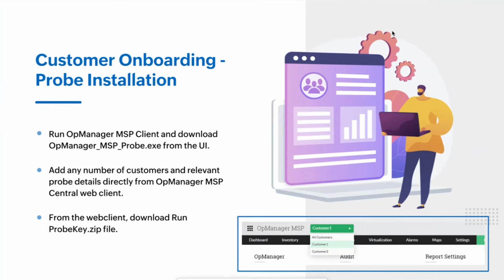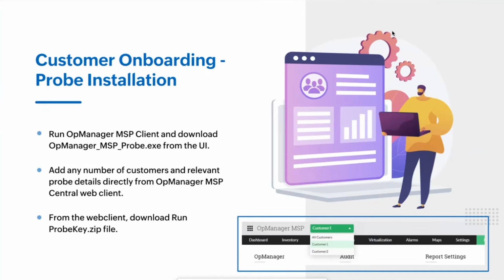The other important step which has to be done during the installation process is to download the probekey.zip file from the web client and deploy it in the probe setup. The probe key is unique for every client. This is to have a secured communication between the probe and the central. You can choose between PGSQL or MS database.